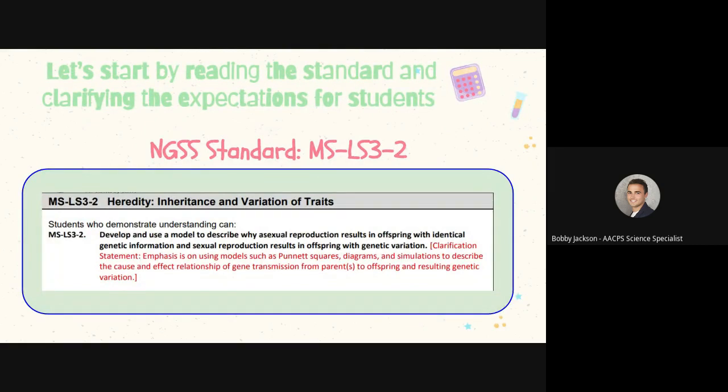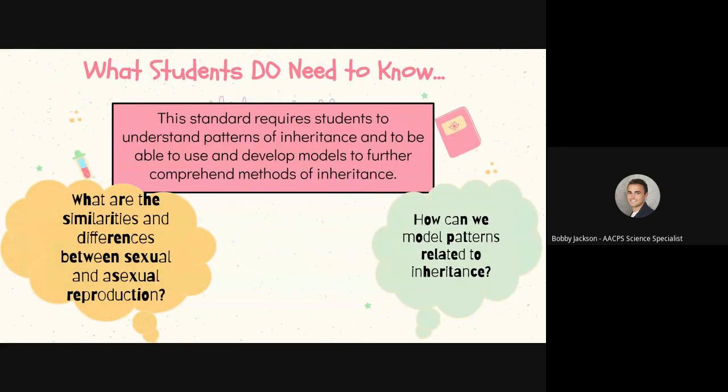MS-LS3-2 states that students who demonstrate an understanding can develop and use a model to describe why asexual reproduction results in offspring with identical genetic information and sexual reproduction results in offspring with genetic variation. So let's break this down. What do students need to know?